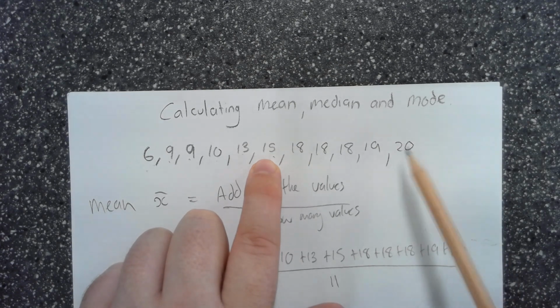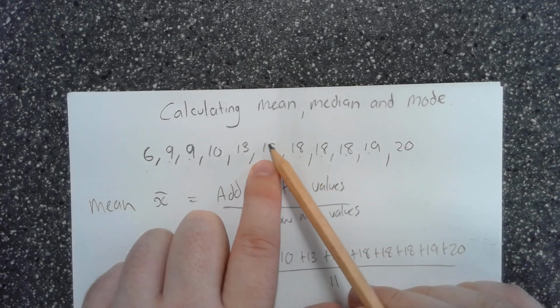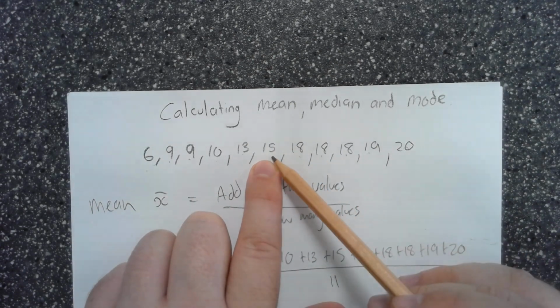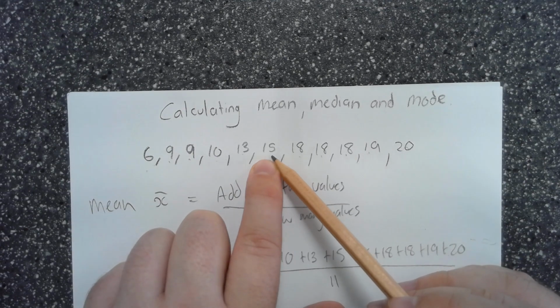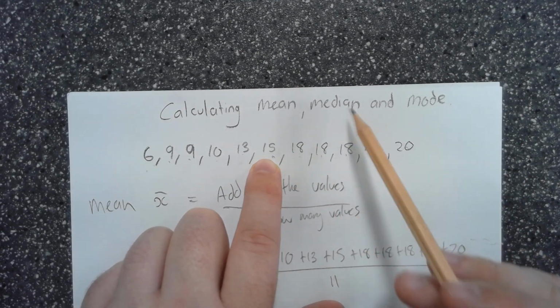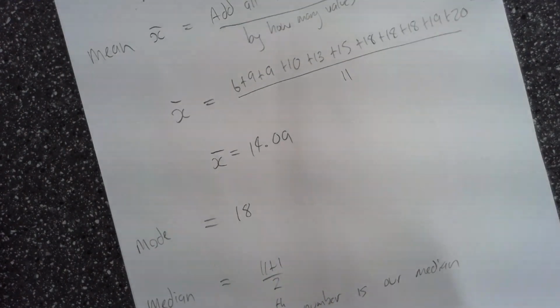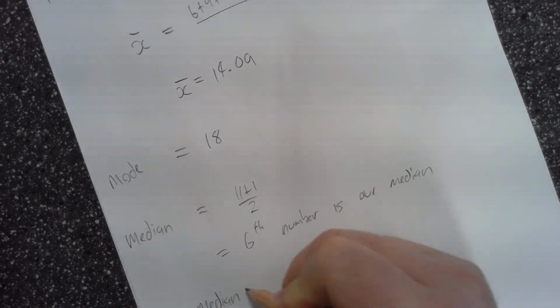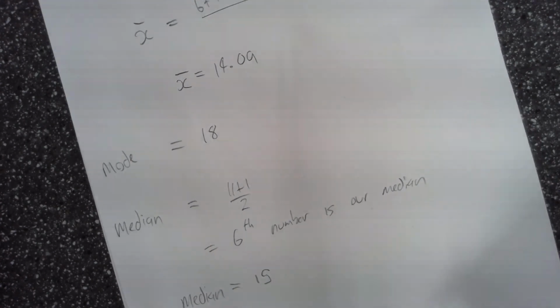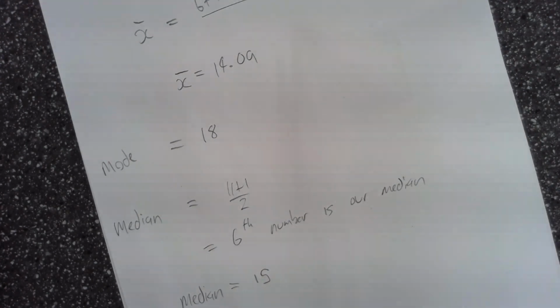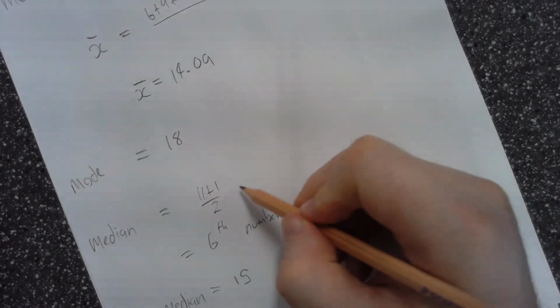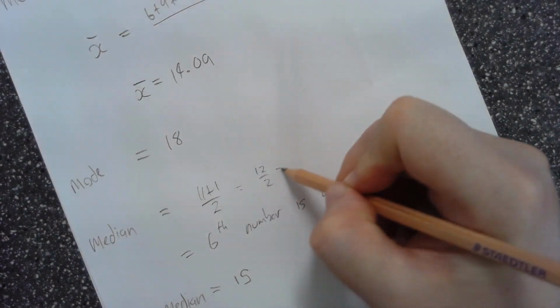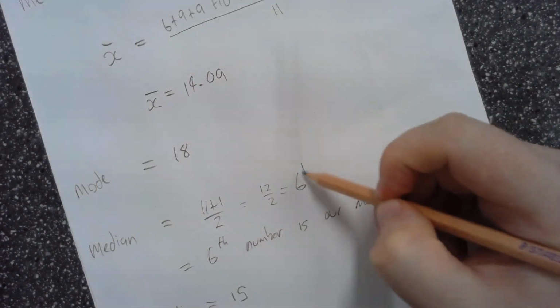We're going to double check this. We're going 1, 2, 3, 4, 5, 6. See how 6 either side gets me to the same number. That's how we know that that's the middle value, which is what median stands for. So we're going to write down here in our answer, median equals 15. Just to clarify this step here, 12 divided by 2 is 6. So we're looking for the 6th number.